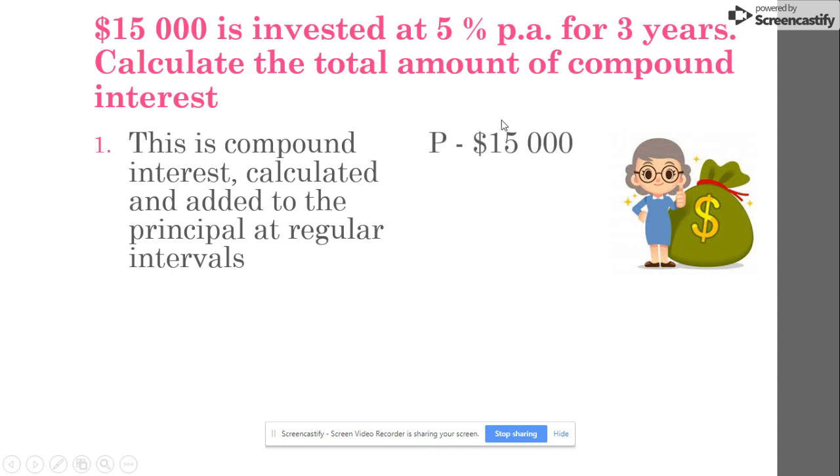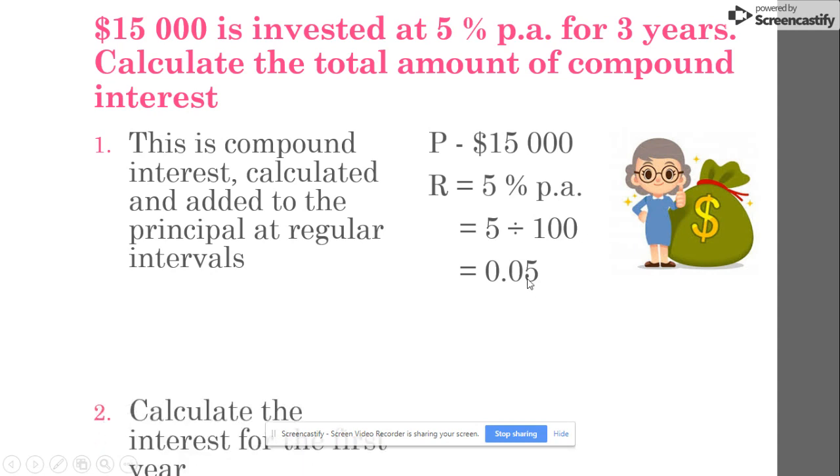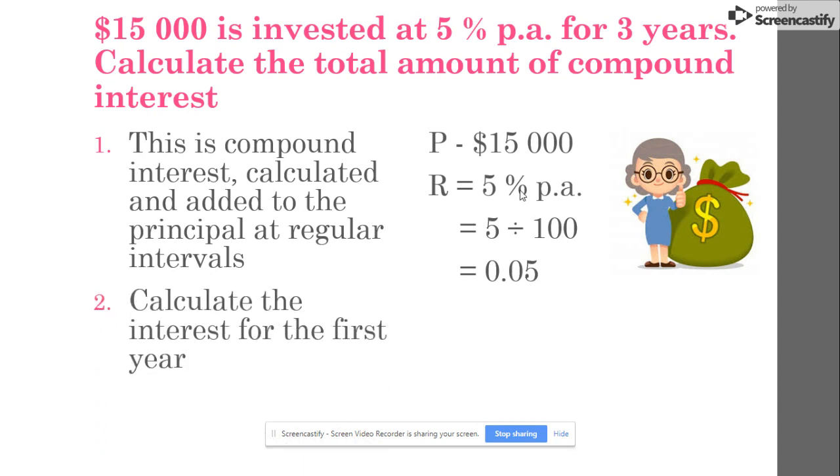We know our principal is 15,000. We know our rate is 5%. Now we need to change that to a decimal. Just so you remember how to do it, you divide by 100. So we go 5 divided by 100, and we get 0.05. Okay, so that's our rate. Our rate is 0.05. And we know that our time is 3 years, but we're going to do this 1 year at a time. Let me show you.